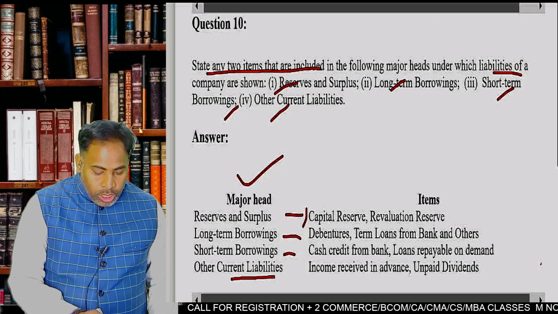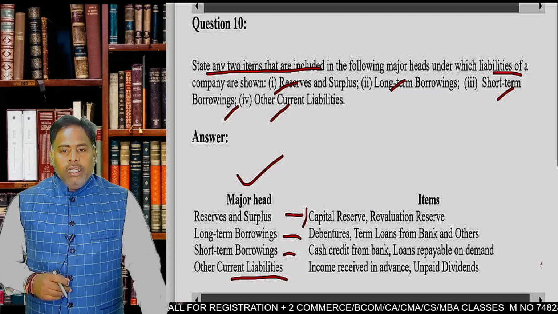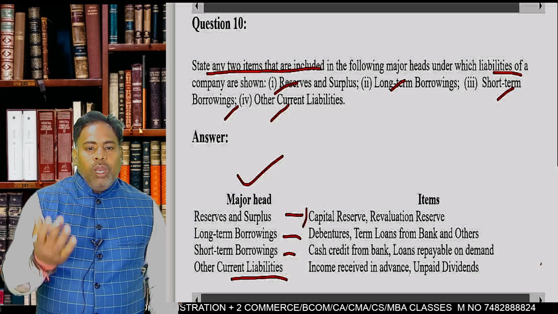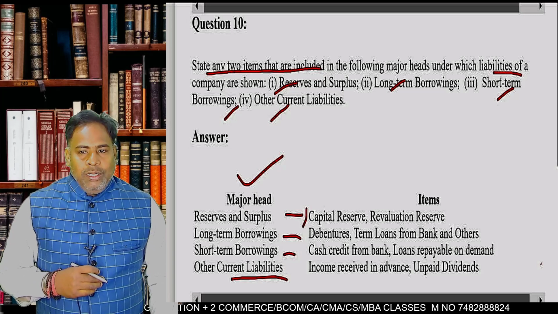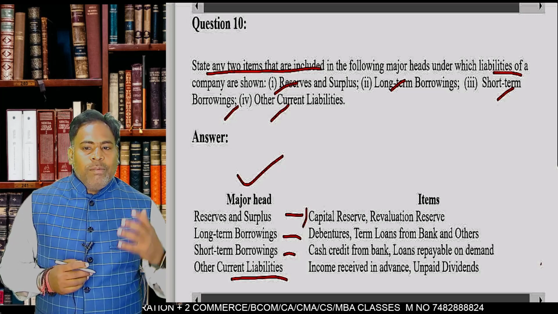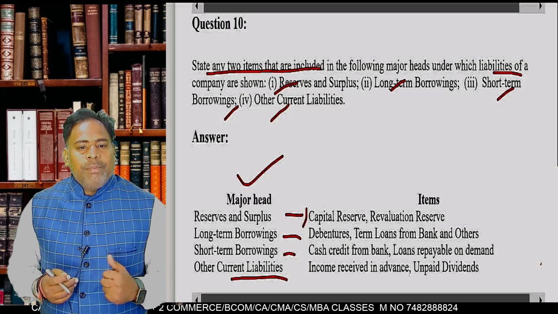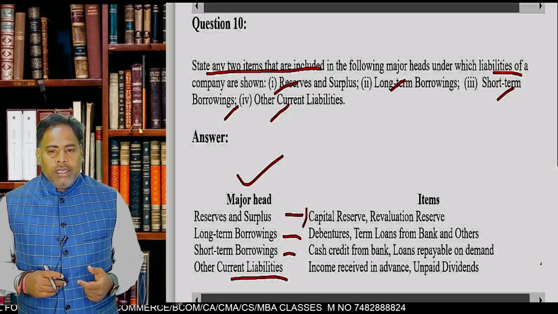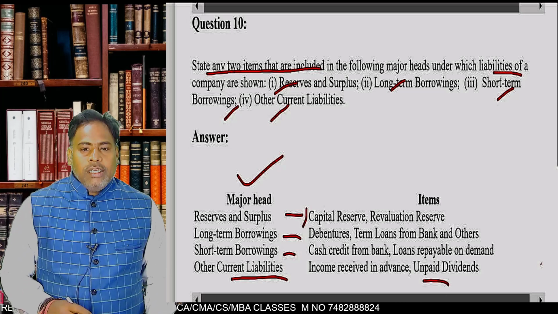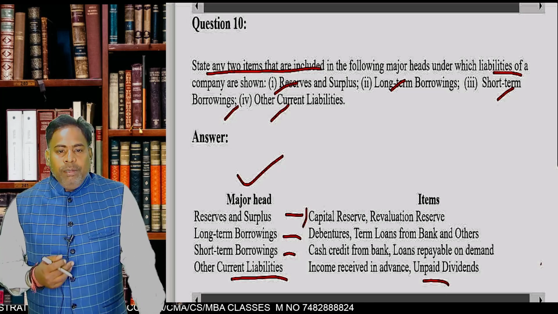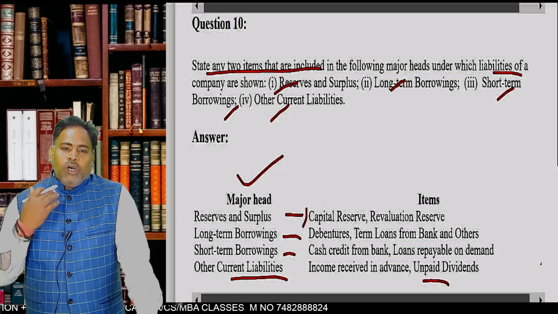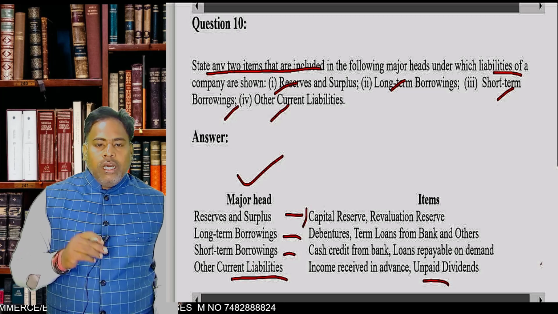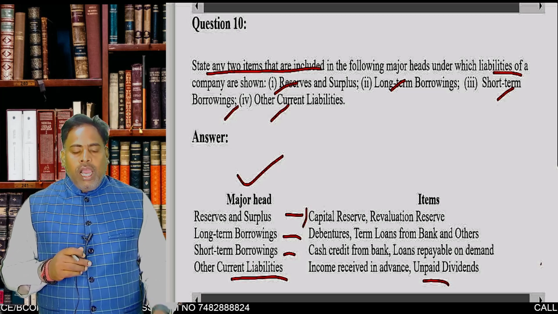These are called current liability. Amount received in advance: suppose you have received an advance amount, but you need to supply some item to your customer. So that is what is called other current liability. And unpaid dividend, dividend due, because you have not paid it. That is a current liability. I hope this is clear.